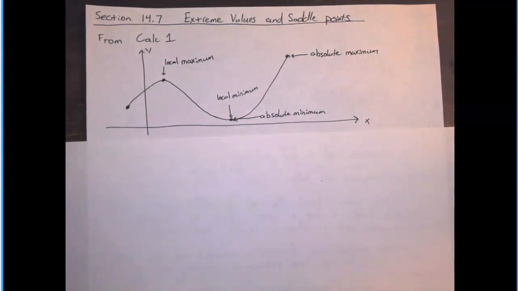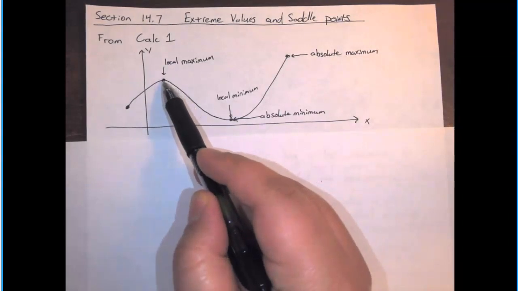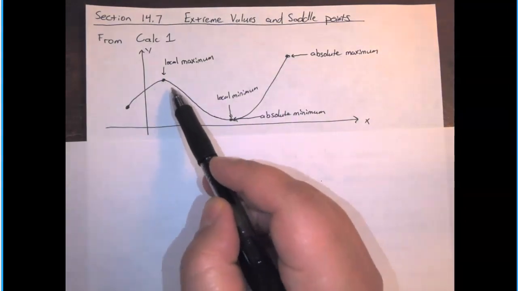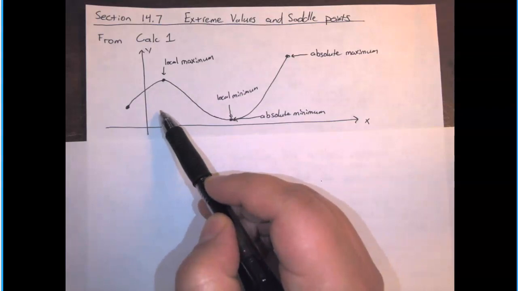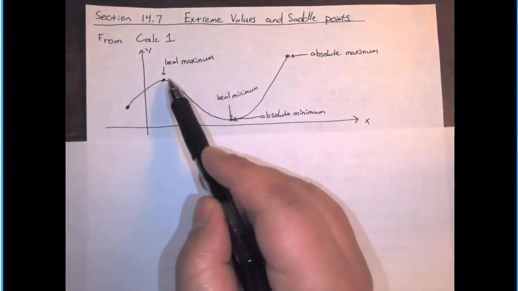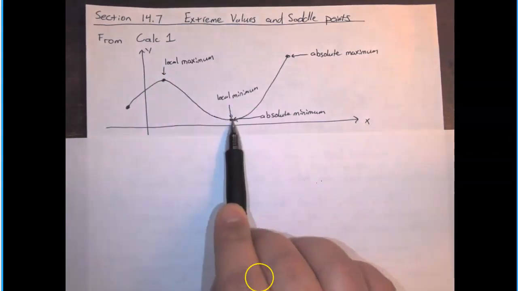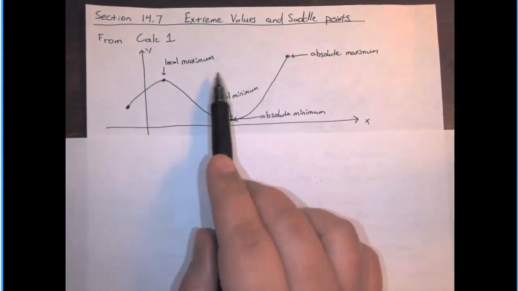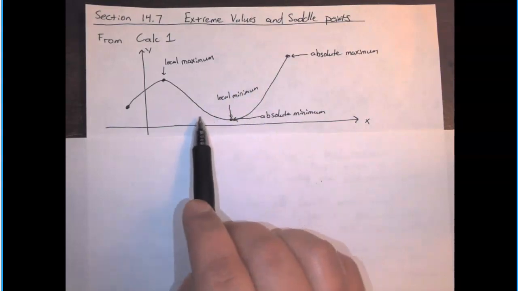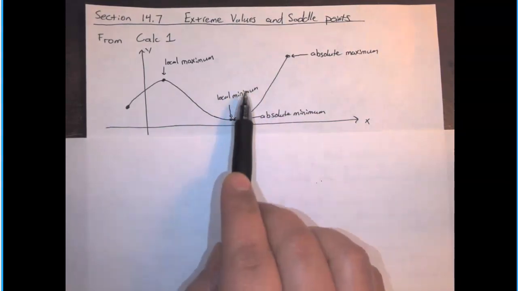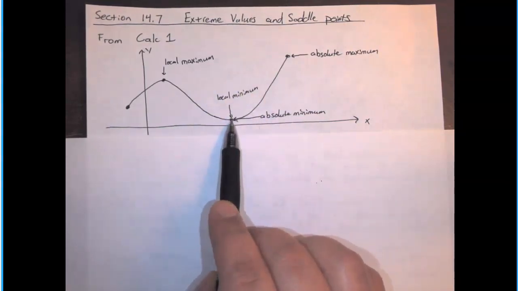Then we used the second derivative test to figure out which it was. So here, our second derivative would be negative, telling us that our function is concave down. Our first derivative would be 0, telling us we have a horizontal tangent, therefore this is a local max. Here, our second derivative would be positive, telling us the function is concave up. Our first derivative is 0, we have a horizontal tangent, therefore this must be a local minimum.